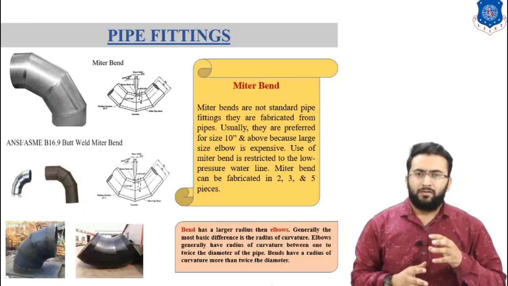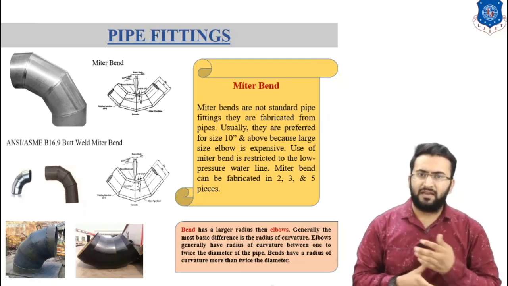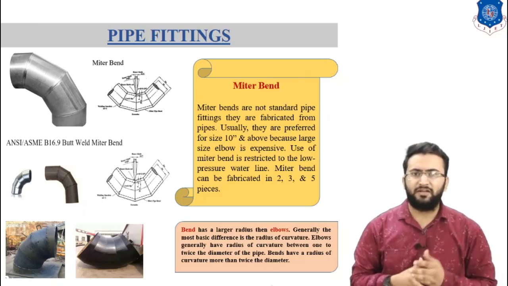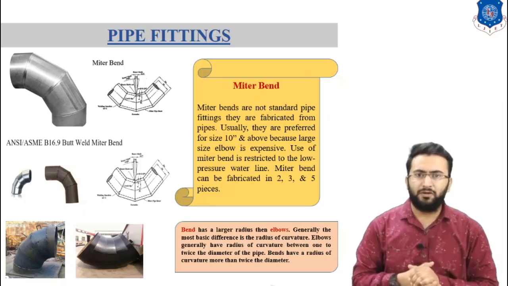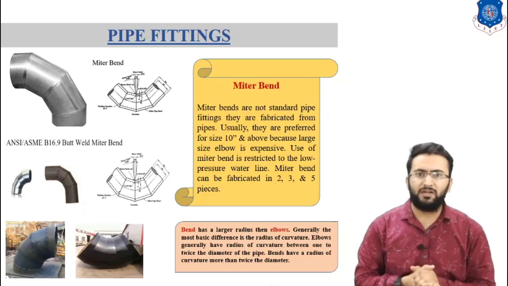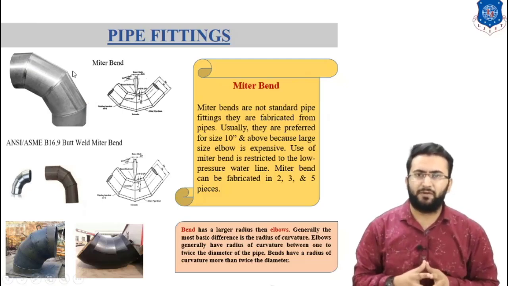So what is the basic difference between bend and elbow? Bend has a larger radius than elbow. Generally, the most basic difference is the radius of curve. Elbow generally has a radius of curve between 1 and twice the diameter of pipe, whereas bend has a radius of curve more than twice the diameter. So this radius of curve is more than twice the diameter in bend, whereas elbow has a radius of curve between 1 and twice the diameter. So this is the basic difference between the bend and elbow. So this is all about bend.